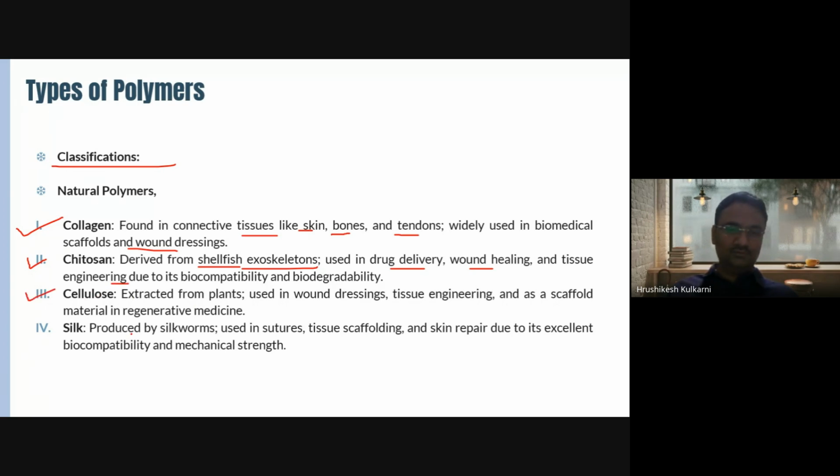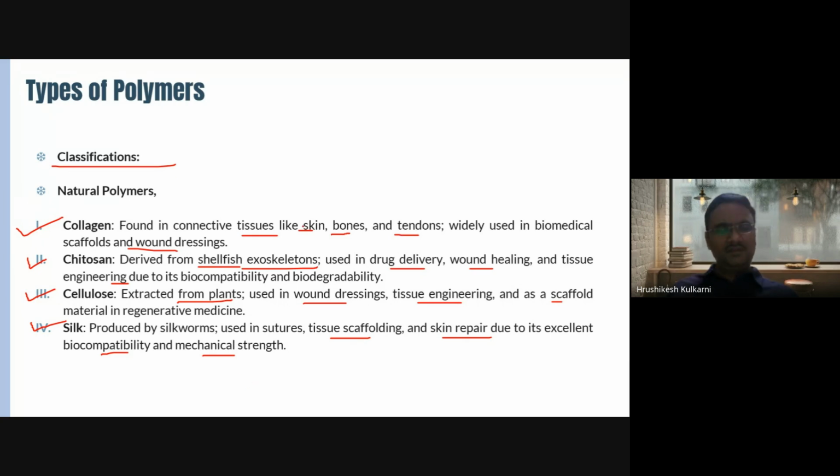Next is cellulose. This is extracted from plants, and is used for wound dressing, tissue engineering, and scaffold material. Next is silk. This is used for tissue scaffolding, skin repair, and it has excellent biocompatibility and mechanical strength.